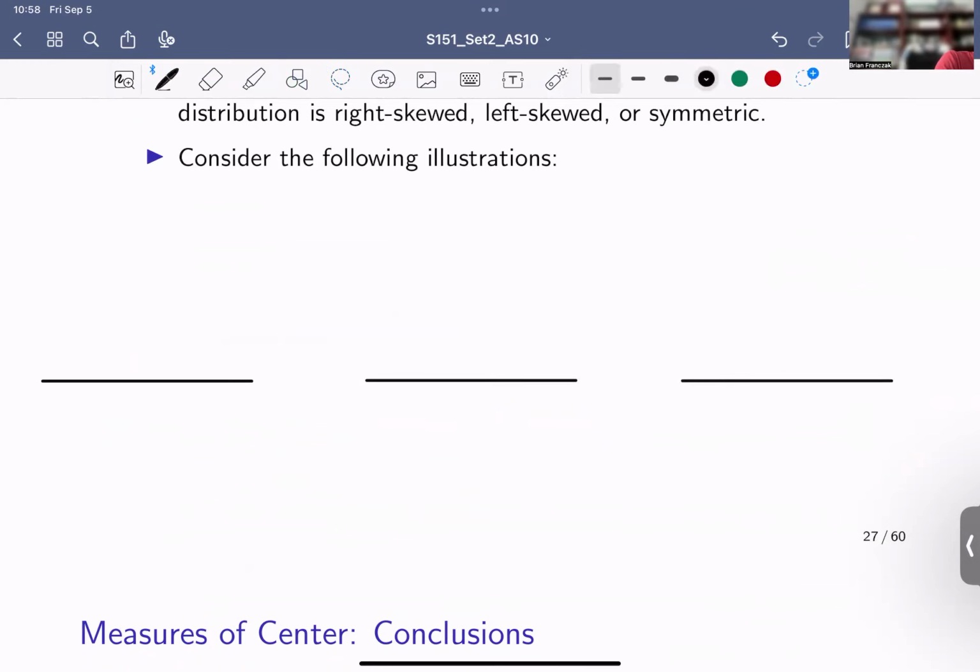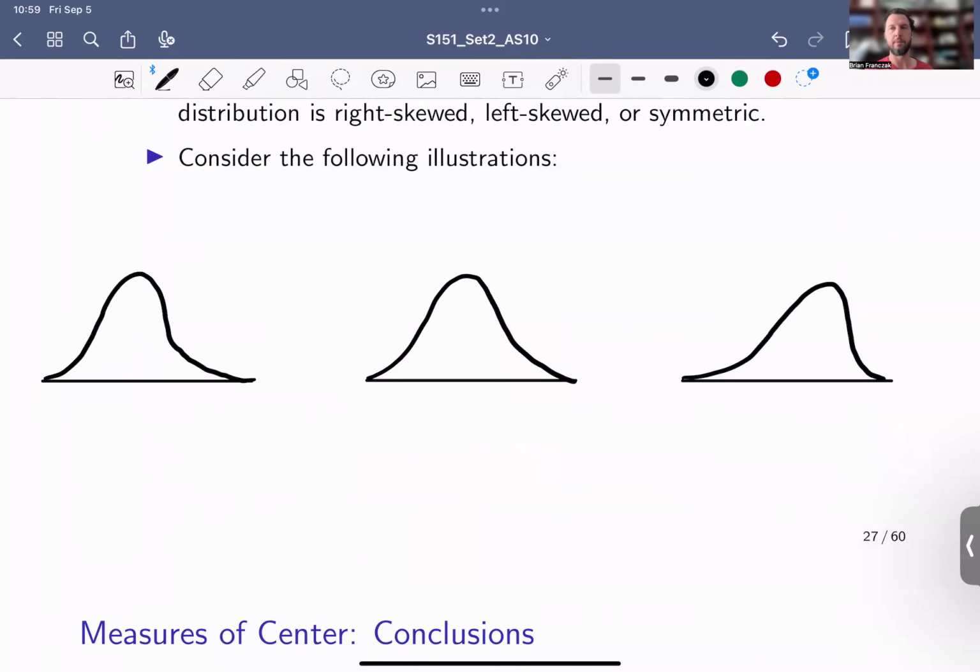Okay. All right, so here's my symmetric distribution. This will be my left skew distribution, and this will be my right skew distribution. Okay. All right, now, I could have sketched these a bit better, with a little bit more emphasis on the tail, but let's just say that this is roughly the three shapes.